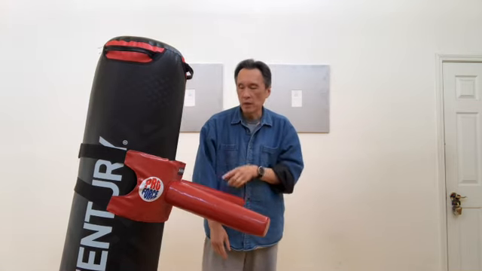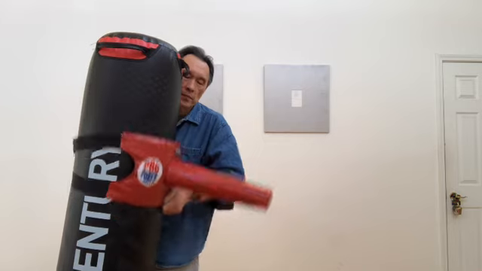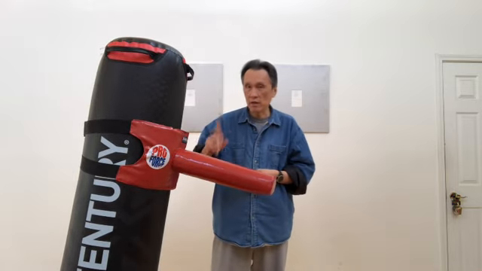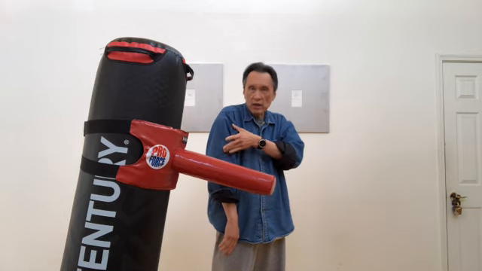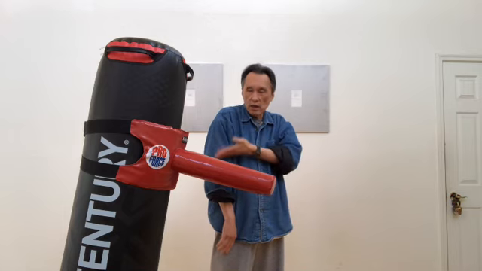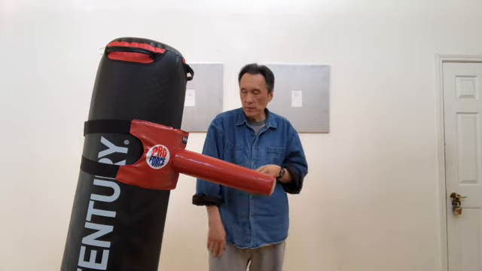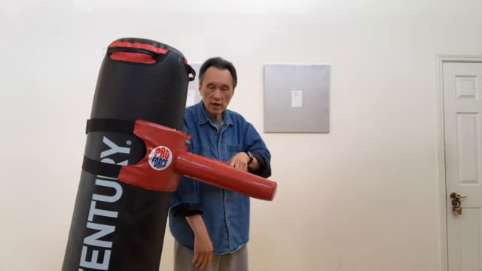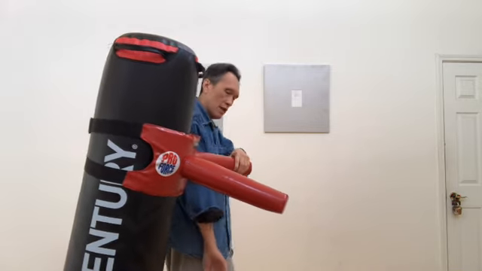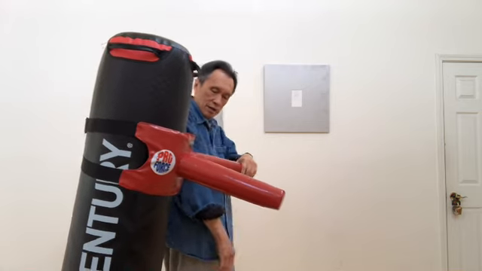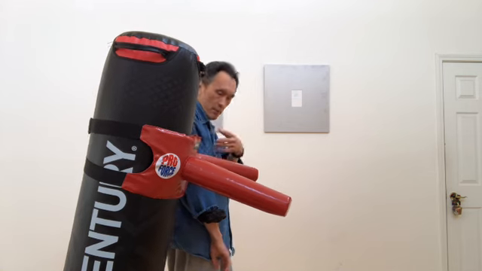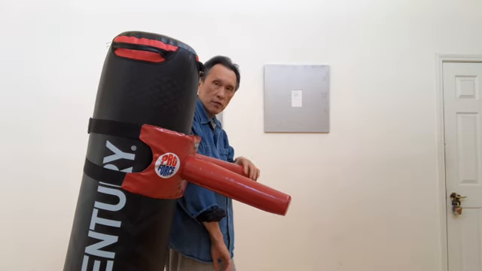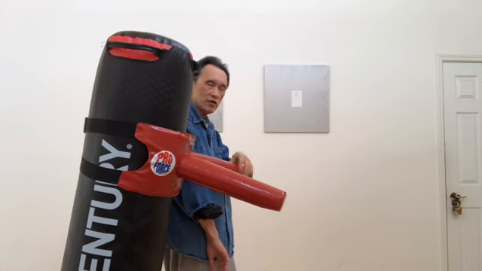Or if this is the arm, I can use this part, this upper arm part. I can grab this hand and then I torque my arm and my body. This is for joint handling, and so forth.